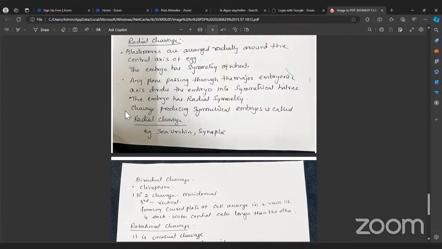The third one is the spiral cleavage. I will take spiral cleavage in depth because that is an important question either in your CSIR or NET exams, or even in your examination, they will ask you about spiral cleavage because it is a unique feature. And because of spiral cleavage in molluscans, you will be able to see a different type of symmetry. So I will take up spiral cleavage in detail tomorrow.